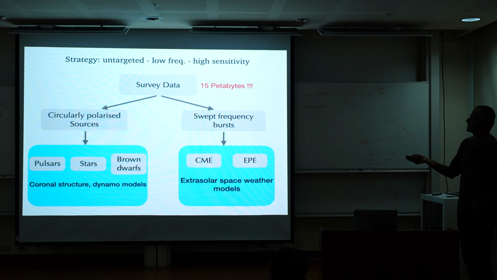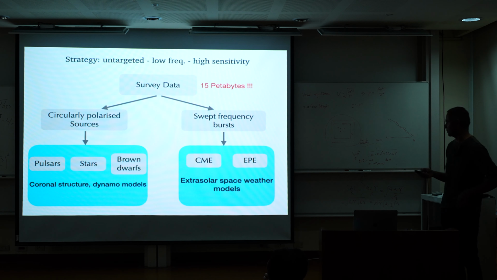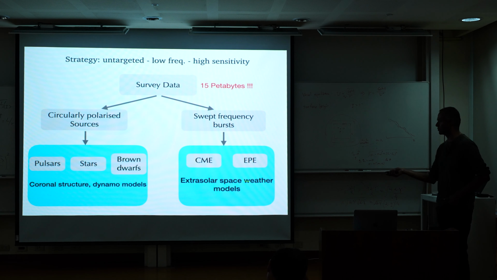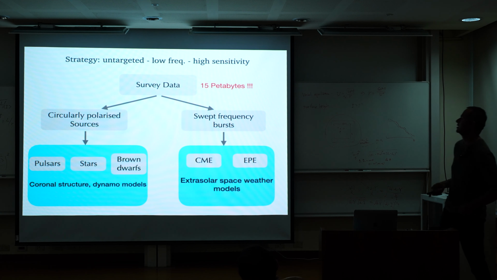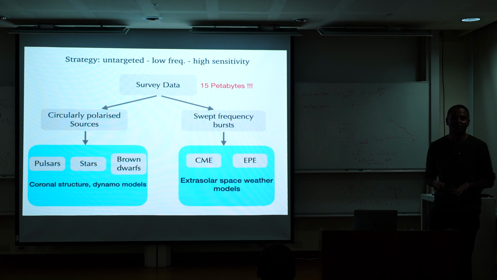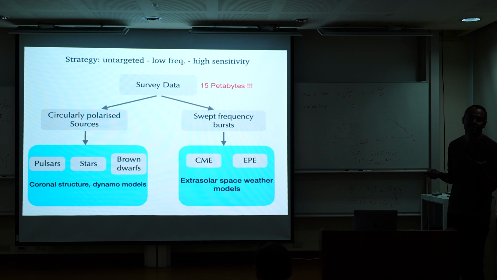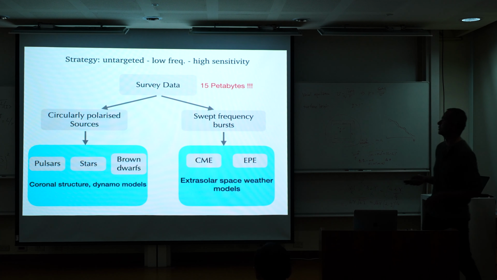Now the second part of the pipeline which we developed is to look for swept frequency bursts, so type 2 and type 3 bursts which show coronal mass ejections. We do that separately from the search for circularly polarized sources, because we want to look for the space weather causing events. Okay, so that's what we are doing, and for the rest of the talk I'll present a sprinkling of different results we have so far from this, and then maybe end with some kind of a prognosis for the future of what we might do.